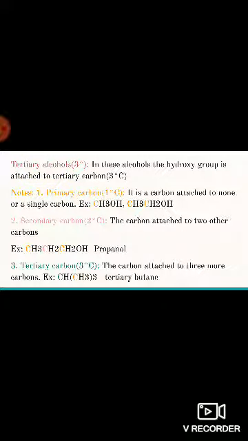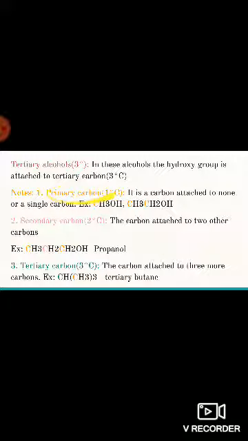Tertiary alcohols are also one type of monohydric alcohols, where the hydroxy group is directly attached to a tertiary carbon. Here you may have a doubt: what is a primary carbon, what is a secondary carbon, what is a tertiary carbon? The notes here indicate the primary, secondary, and tertiary carbons.